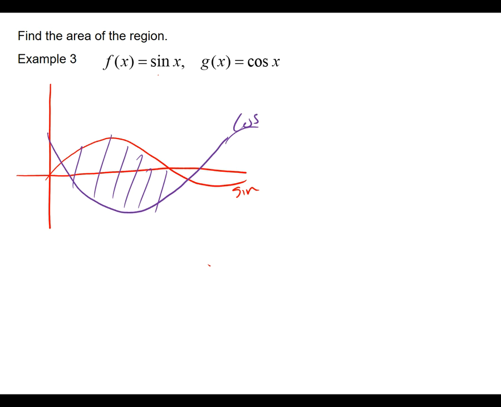So, what is the top curve? Which one? The red one or the blue one? The red one. Is the red one sine or cosine? Sine. So sine x minus the bottom curve cosine x dx. That's how we find area, right?